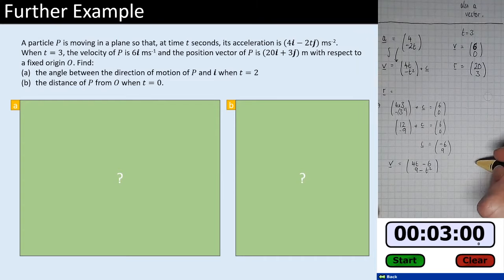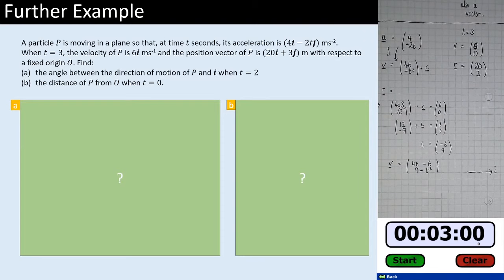So, you can almost imagine that I've got my eyes here. I've got some direction of motion, which is disappearing off into the ether, and I want to find the angle between the direction of motion and this line here. Okay?